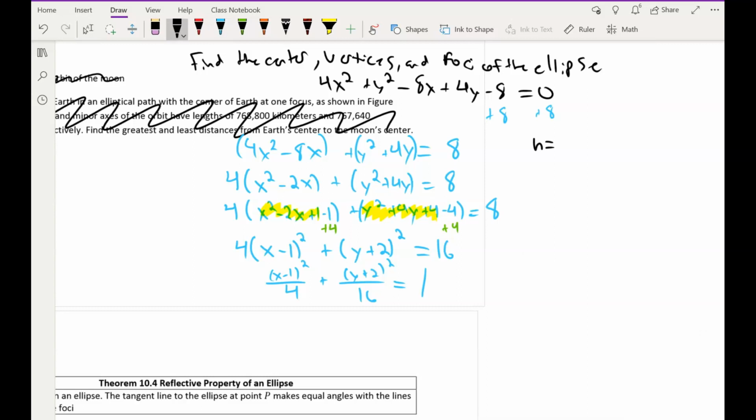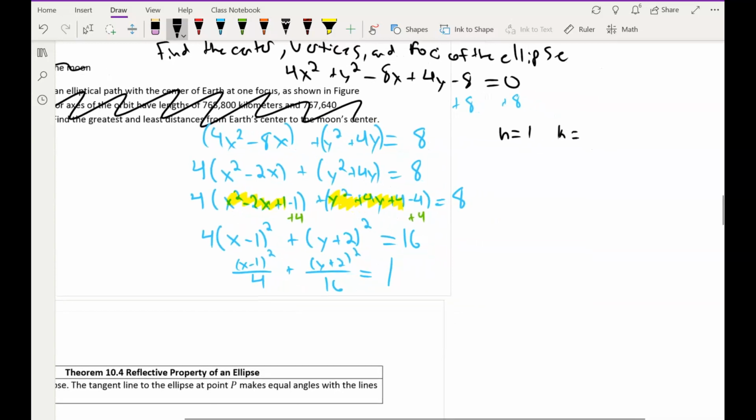So we know our h is going to be x minus h, so h is 1. K equals, well, y minus k, it's going to be negative 2. So we have our center. That's the easiest part. Our center is (1, −2). Okay, now our vertices, this is the somewhat trickier part.